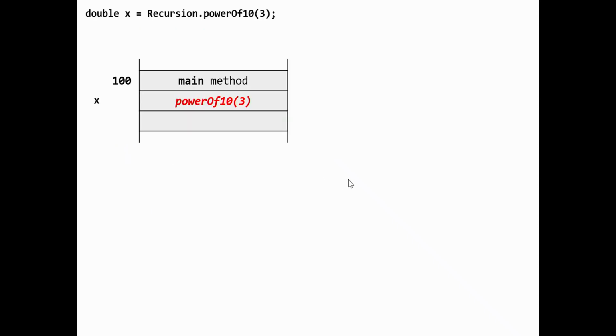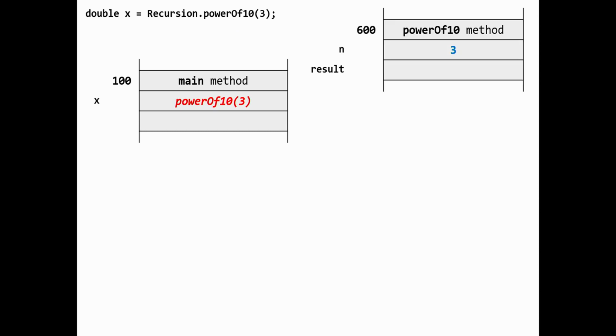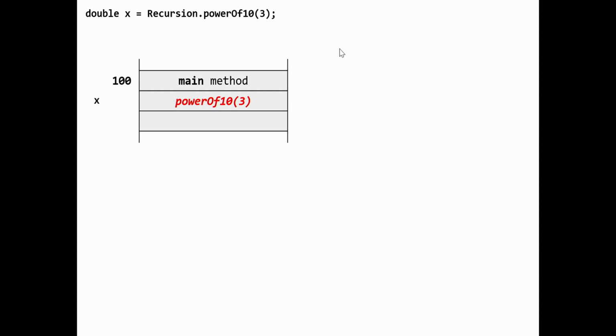Okay, now what happens when you call this recursive method? So here's my main method. My value x is going to store the value of 10 to the 3. So this method gets called. Now when a method gets called in Java, that method eats up space in memory somewhere. It takes up space in what's called the call stack. So somewhere in memory, a version of power of 10 appears, and that argument 3 gets stored in the parameter n of the method.